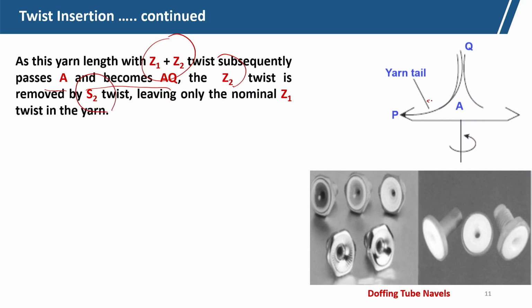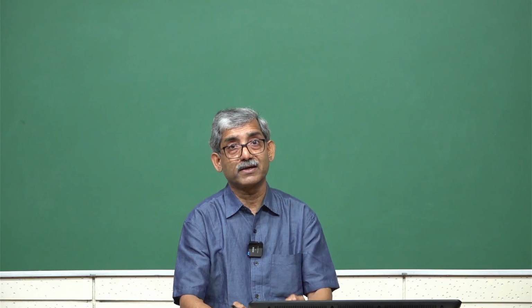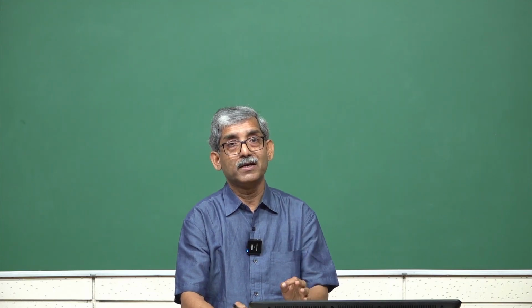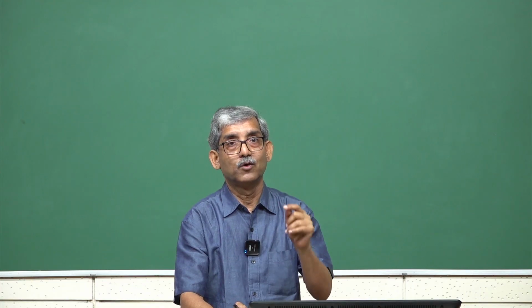Here it is Z2 false twist, and after A it will be S2, the S direction, which will nullify the Z direction false twist between A and Q. So, the nominal twist is again there in the yarn. This is the false twist arrangement, and that false twist effect is prominent when you use the grooved navel.